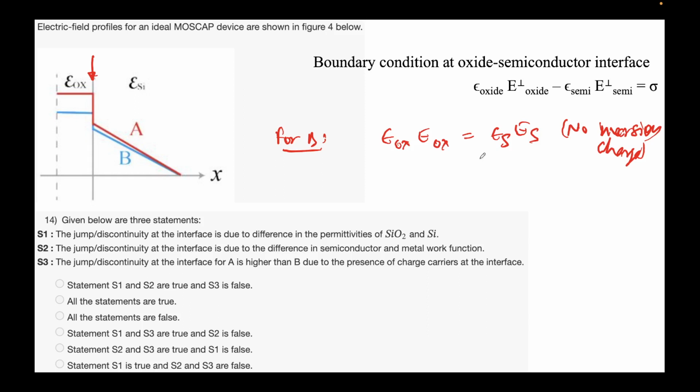Same direction, the sign remains the same, only the magnitude changes. Hence you see this jump. So we see a jump at discontinuity at the interfaces due to the permittivities of SiO2 and silicon. So this is true, correct?